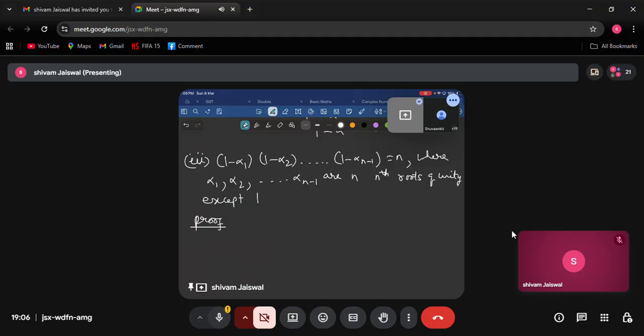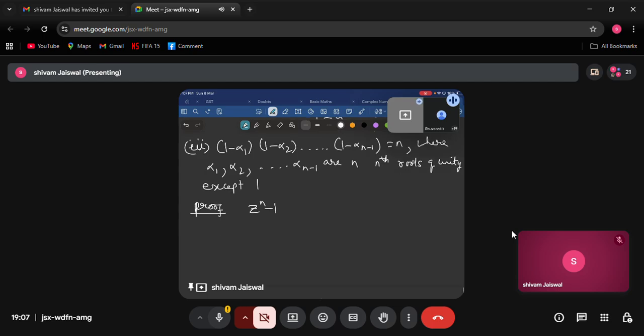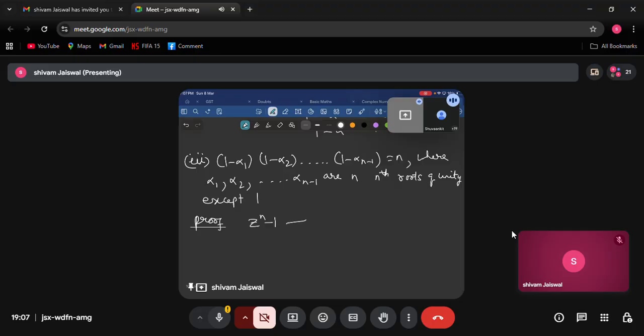So everyone, what is the equation? Equation is z to the power n minus 1, right? Tell me, everyone. Equation is z to the power n minus 1. What are the roots? Roots are 1, alpha 1, alpha 2, dot dot dot up to alpha n minus 1. These are the roots. Okay, everyone.